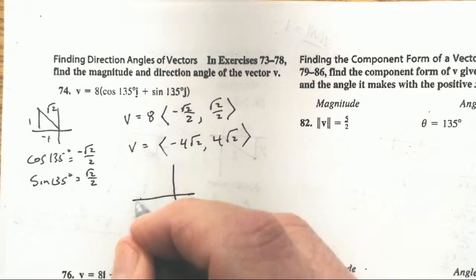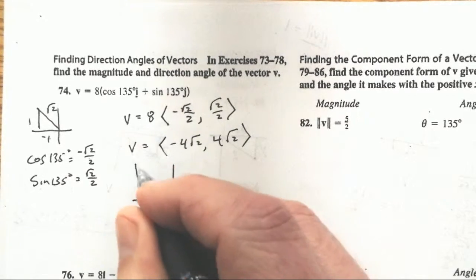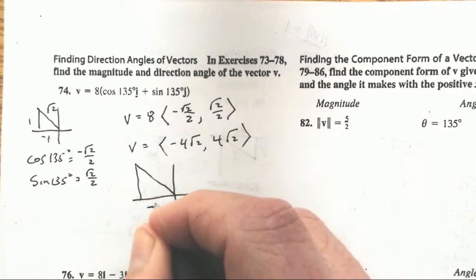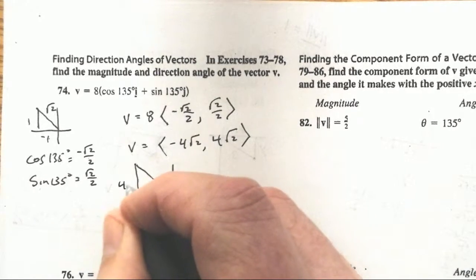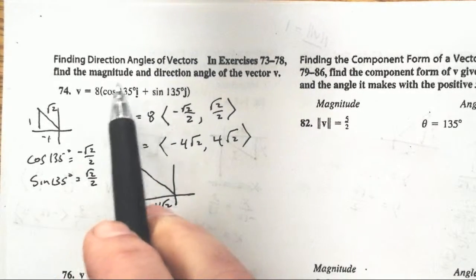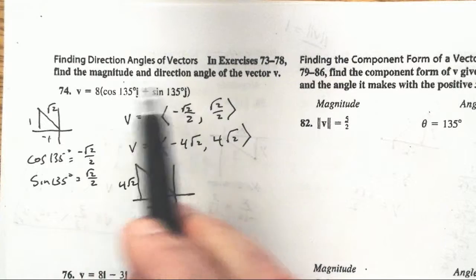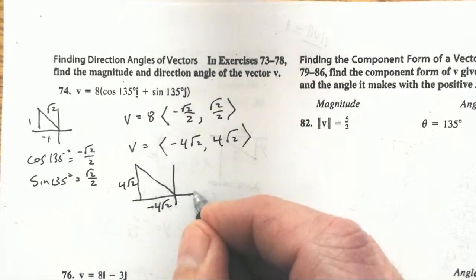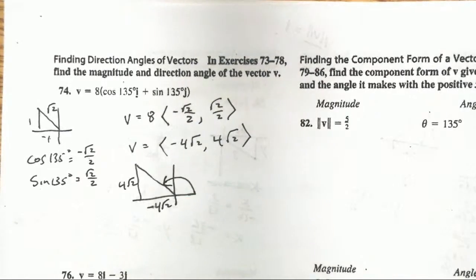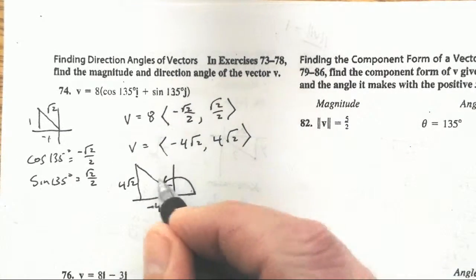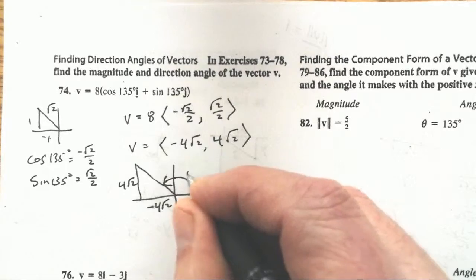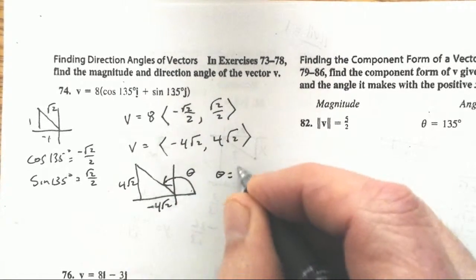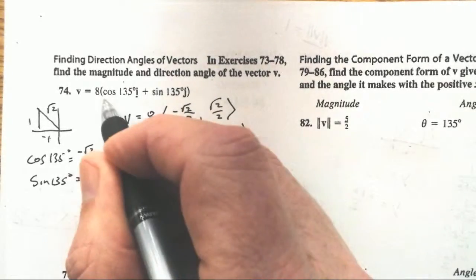I'm to the left, the same distance I am up. We're at 45s right here. Here's -4 square root of 2, 4 square root of 2. Find the magnitude and direction angle of vector V. Well, the direction angle is this, and that's 90 and 45. The direction angle we'll call theta is 135 degrees. How about that?